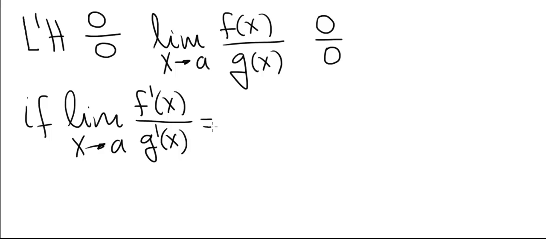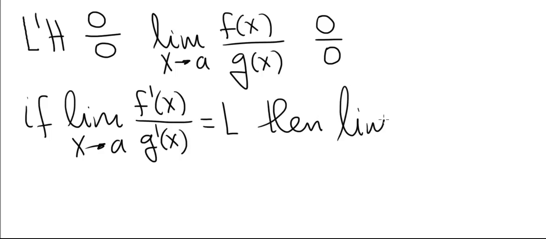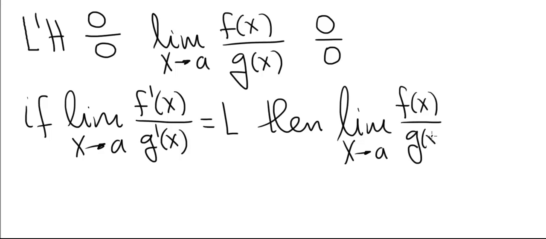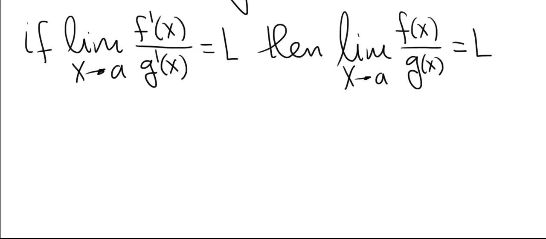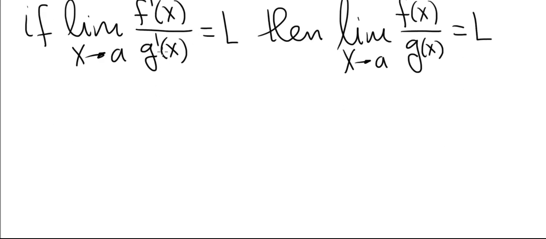is equal to L, where L is either a finite number or infinity or minus infinity, then the original limit as x approaches a of f of x over g of x also equals L. But if we keep getting indeterminate forms such as 0 over 0, we have to repeat L'Hopital's rule until we no longer end up with an indeterminate form.